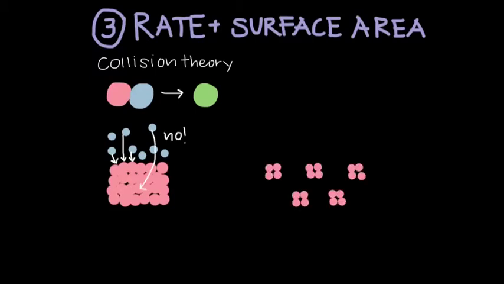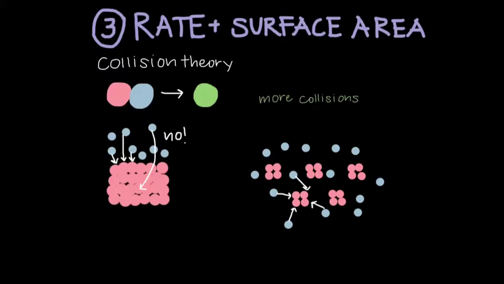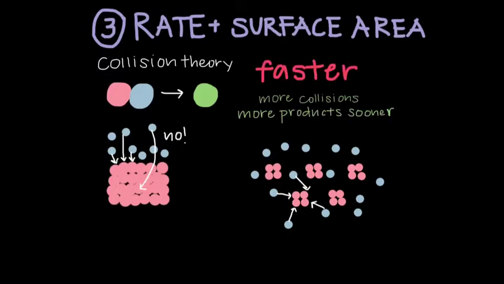Now imagine if we separated the crystal into smaller crystals of 4 molecules each. Now the KMnO4 has a greater surface area, so the glycerol molecules can immediately reach and react with every molecule of KMnO4. With more collisions, more products are produced faster, and the rate of reaction increases.